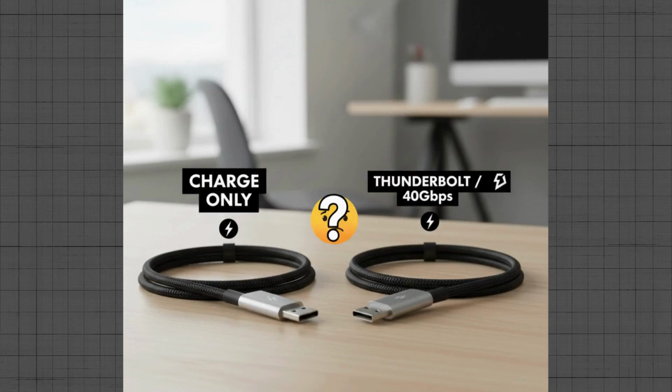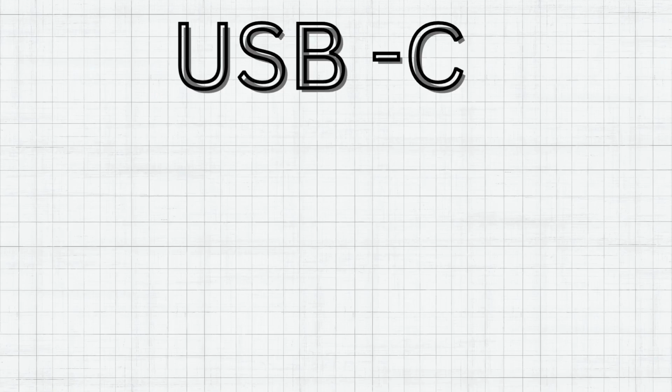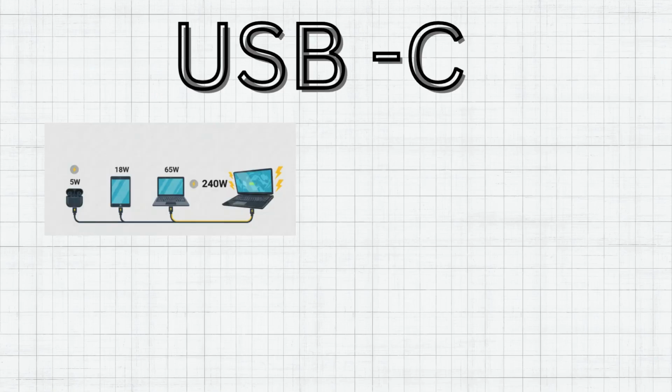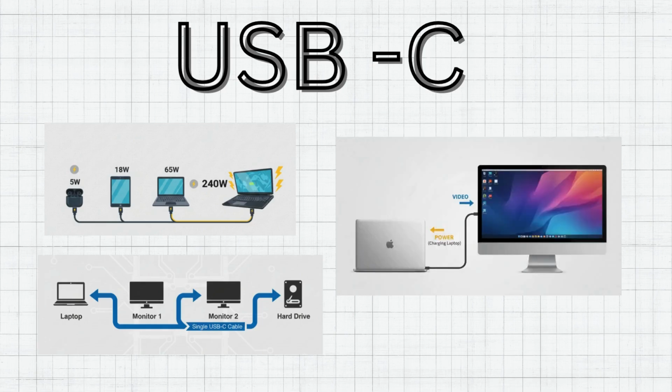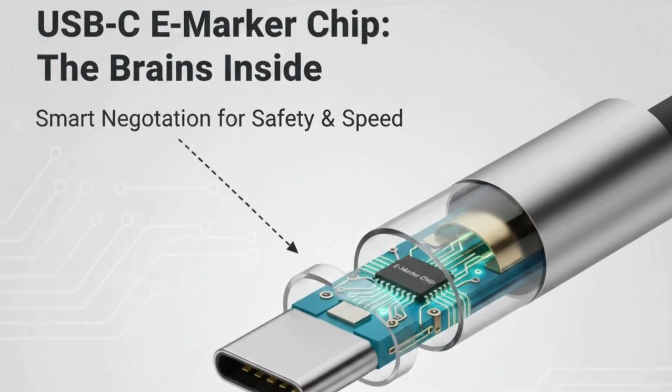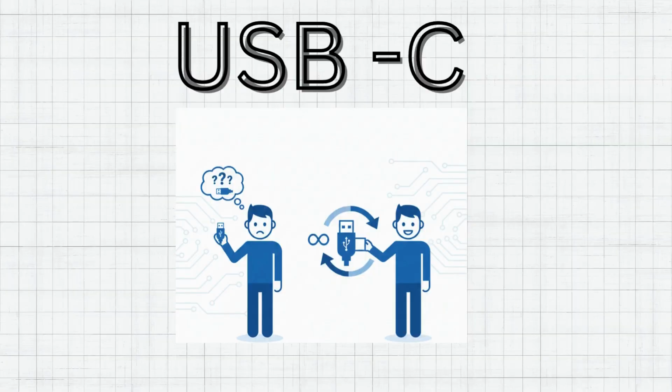Two USB-C ports can look identical but behave very differently. One might support charging only. Another might support data but no video. Another might support everything at high speed. USB-C is powerful because it's flexible, but that flexibility comes at the cost of clarity. The port itself doesn't tell you what it can do.